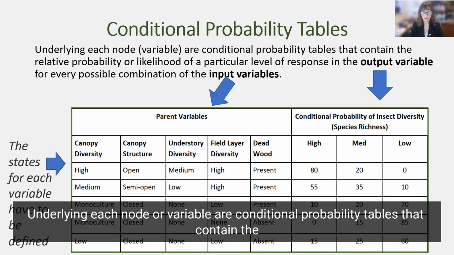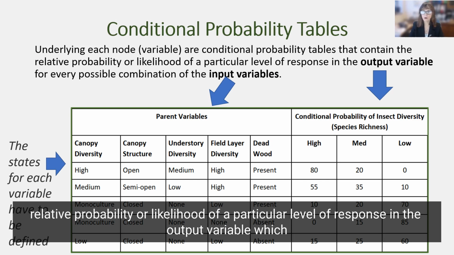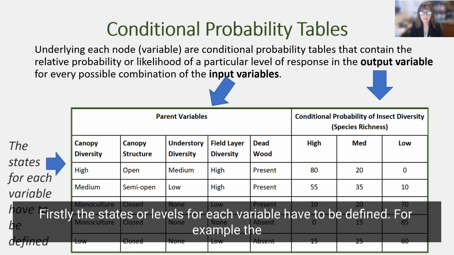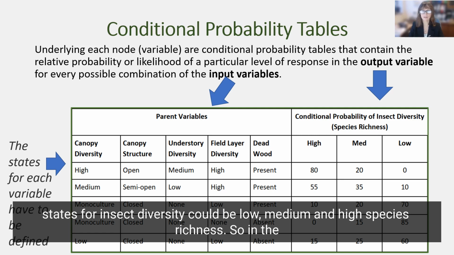Underlying each node or variable are conditional probability tables that contain the relative probability or likelihood of a particular level of response in the output variable, which could be an ecosystem service, for every possible combination of the input variables. Firstly, the states or levels for each variable have to be defined. For example, the states for insect diversity could be low, medium, and high species richness.